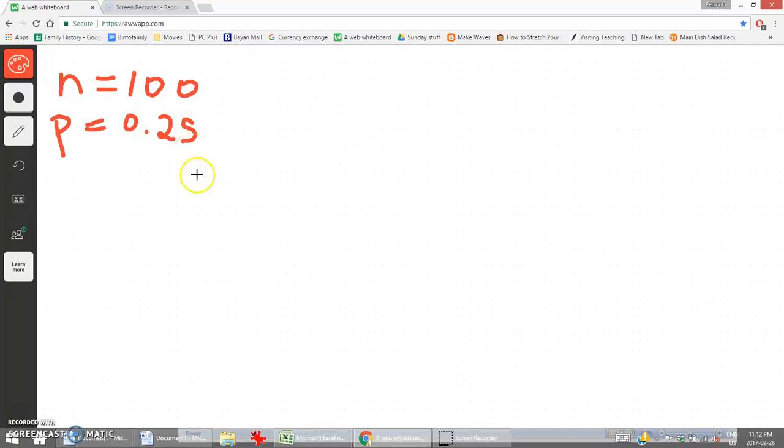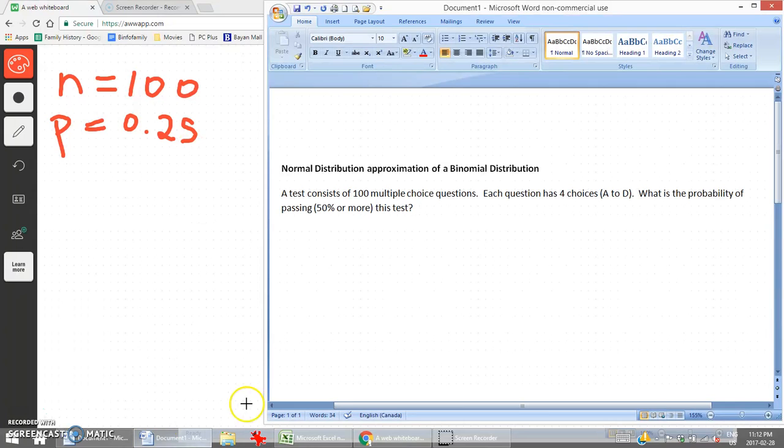And what the question is asking us, going back to it, is what's the probability of passing this test, getting 50% or more? Now in a typical binomial, it's going to ask us for the probability of getting 25 or 30 or 40 correct answers. When it has something like this, this means that there is a series of repetitive questions or calculations that we have to do to solve this question.